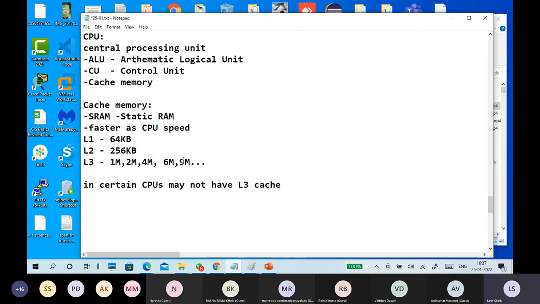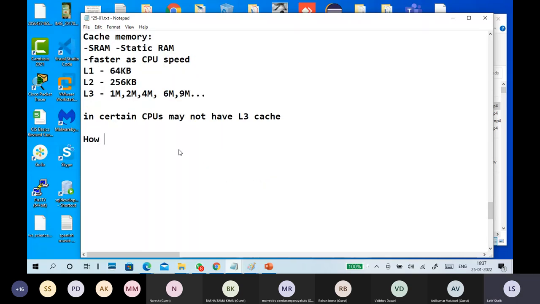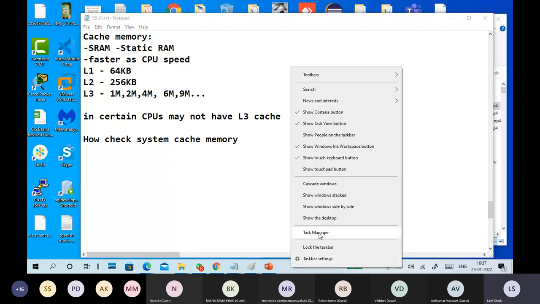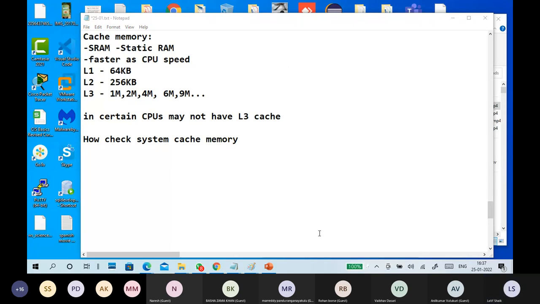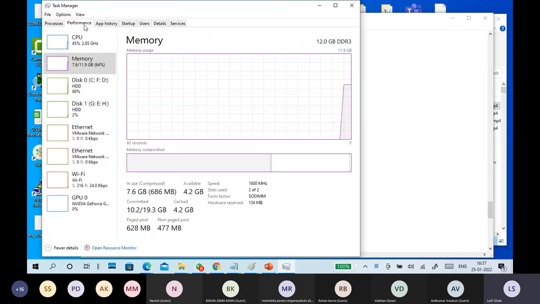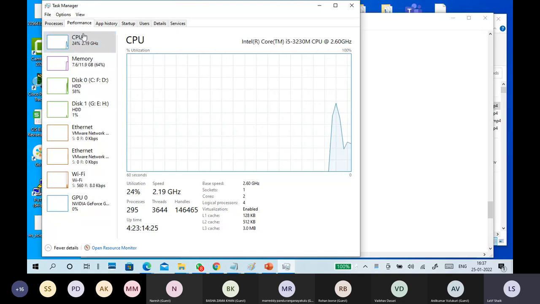That is cache memory. How to check your system's cache memory? That is also important, right? Go to Task Manager. You can find Task Manager by right clicking on the taskbar. Open Task Manager, go to Performance, click on CPU. There you can find L1, L2, L3 cache memory.